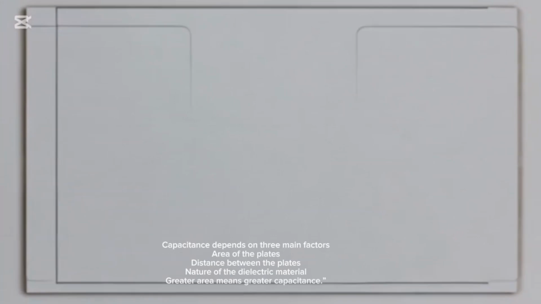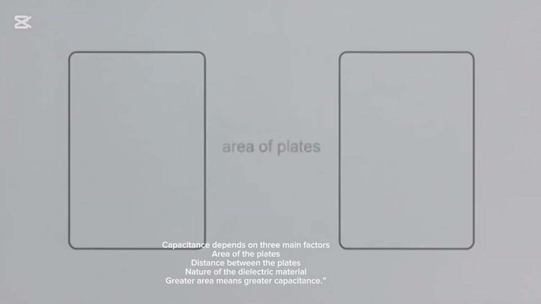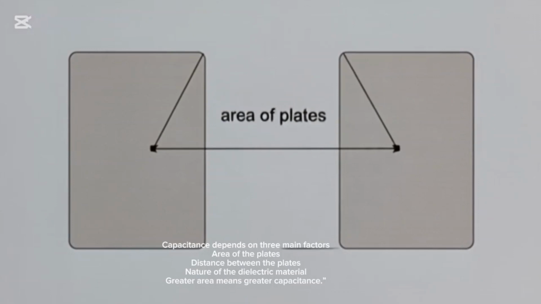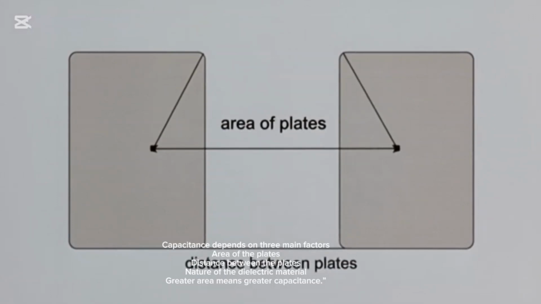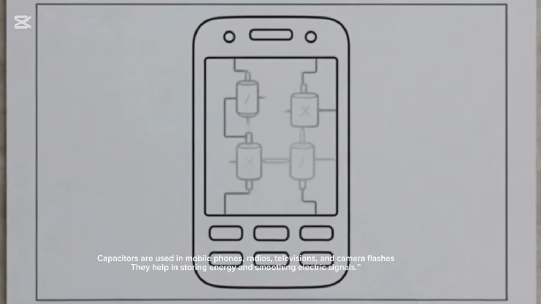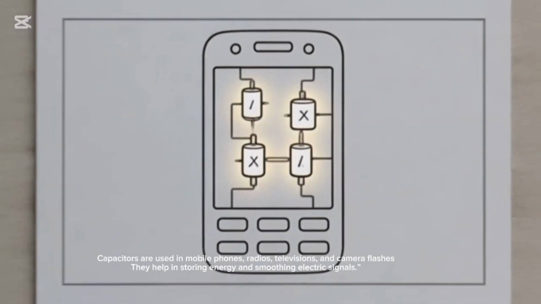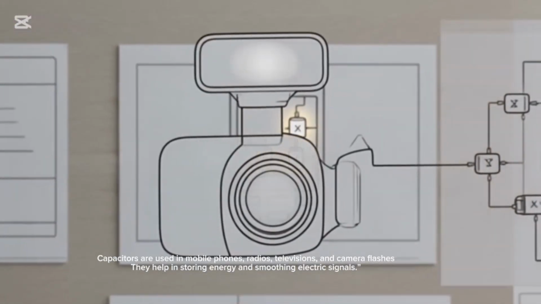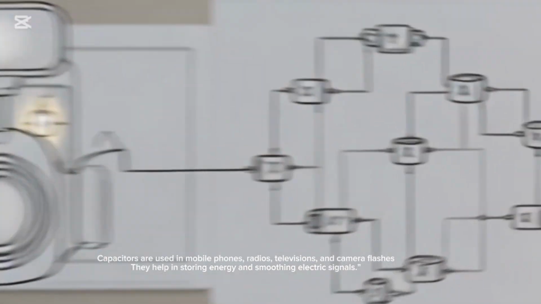Capacitance depends on three main factors: area of the plates, distance between the plates, nature of the dielectric material. Greater area means greater capacitance. Capacitors are used in mobile phones, radios, televisions, and camera flashes, where they help in storing energy and smoothing electric signals.